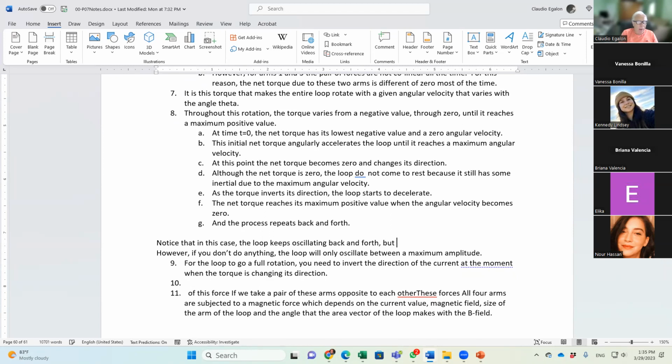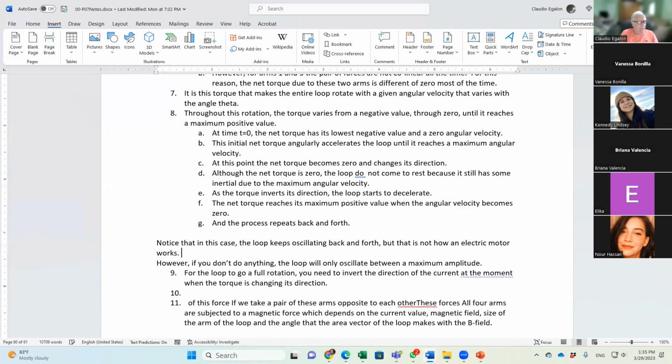But that is not how an electric motor works. An electric motor just keeps on rotating in the same direction all the time. Okay?